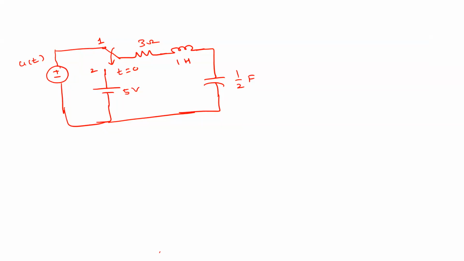So initial conditions are given. So inductor current at 0 minus, so that is 2 amperes. Okay. And the capacitor voltage at 0 minus, so that is 2 volts. All right.